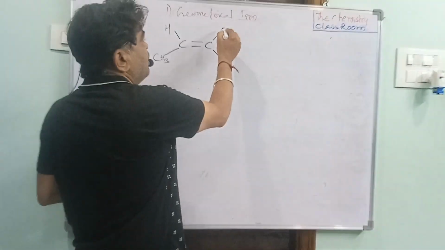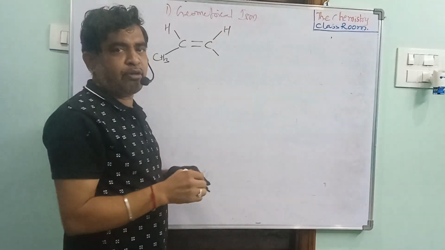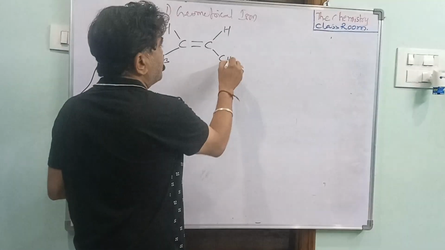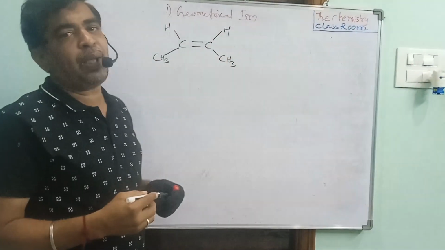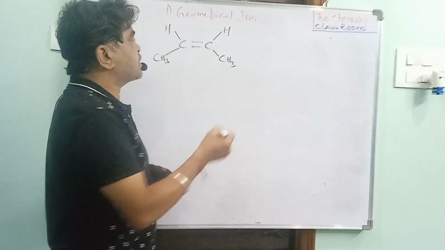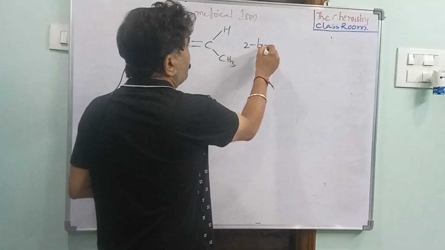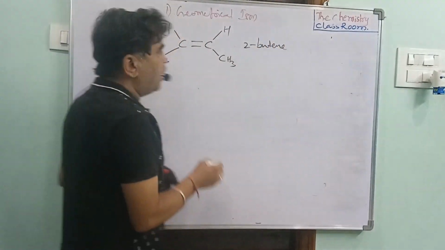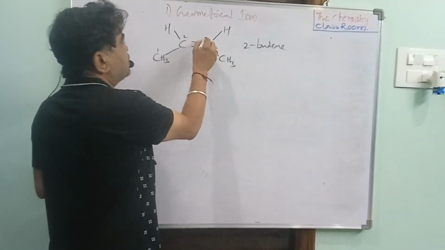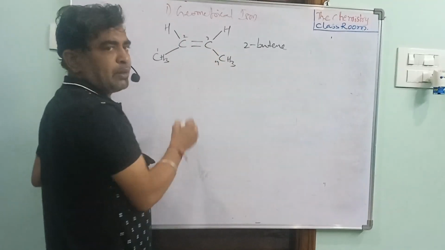So here also, what is the condition? One is hydrogen I am substituting, the other is the CH3 group, methyl group. The compound is called 2-butene. What is the compound? It is 2-butene. How is it, you see? 1, 2, 3, 4. The 4 carbons we have.